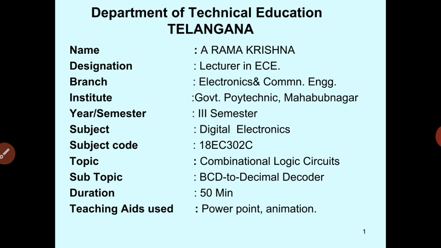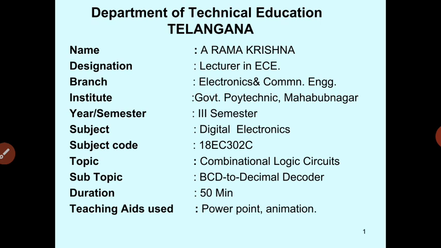In the previous lecture, we mainly discussed decoders like the 2 to 4 decoder, the 3 to 8 decoder, and so on. We also saw some of the applications and IC numbers related to these decoders. In continuation, we will now discuss the BCD to decimal decoder. Given a BCD number, we convert it into its equivalent decimal number, and that can be done with the help of a decoder.